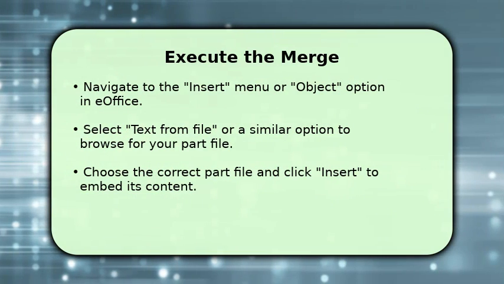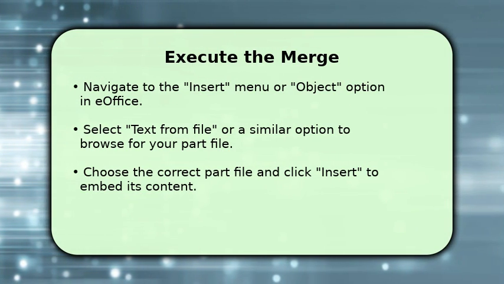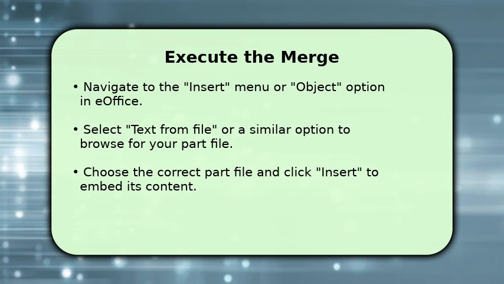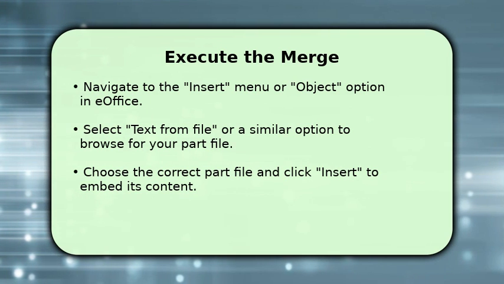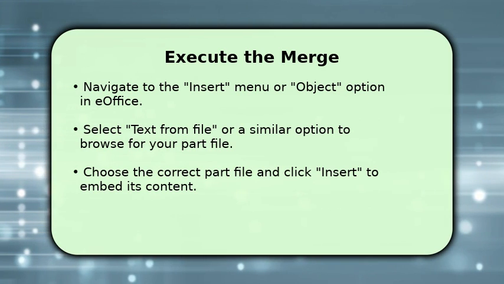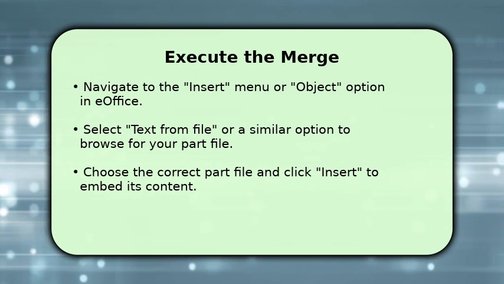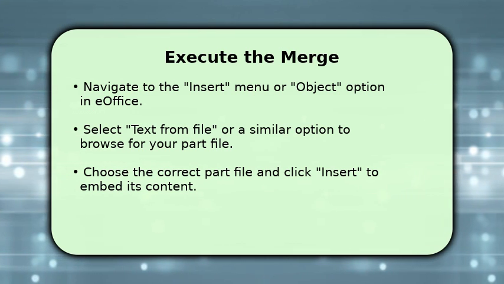To perform the merge, go to the Insert tab in your EOffice ribbon. Look for an option like Object and then select Text from File from the drop-down menu. A File Explorer window will appear, allowing you to browse and select the part file you wish to merge. Once chosen, click Insert, and EOffice will embed its contents into your main document at the cursor's location.